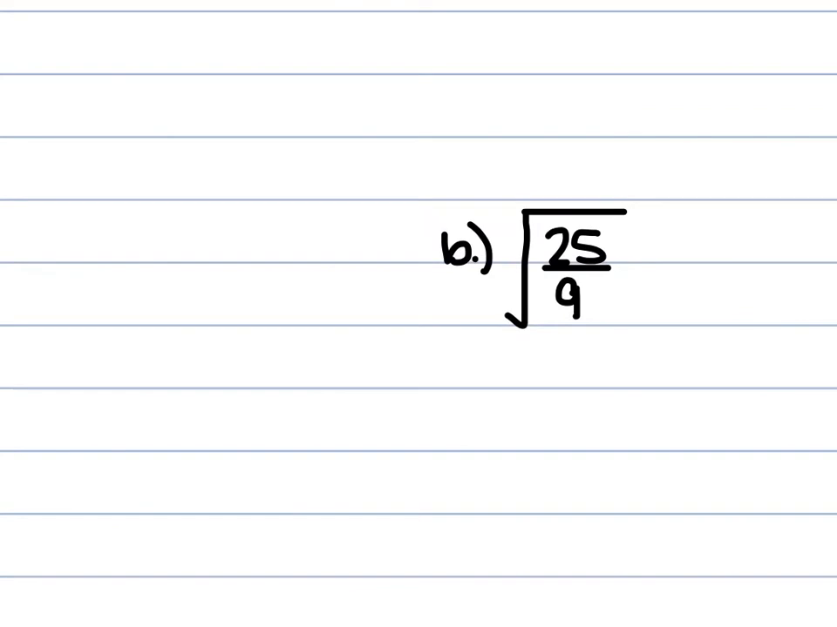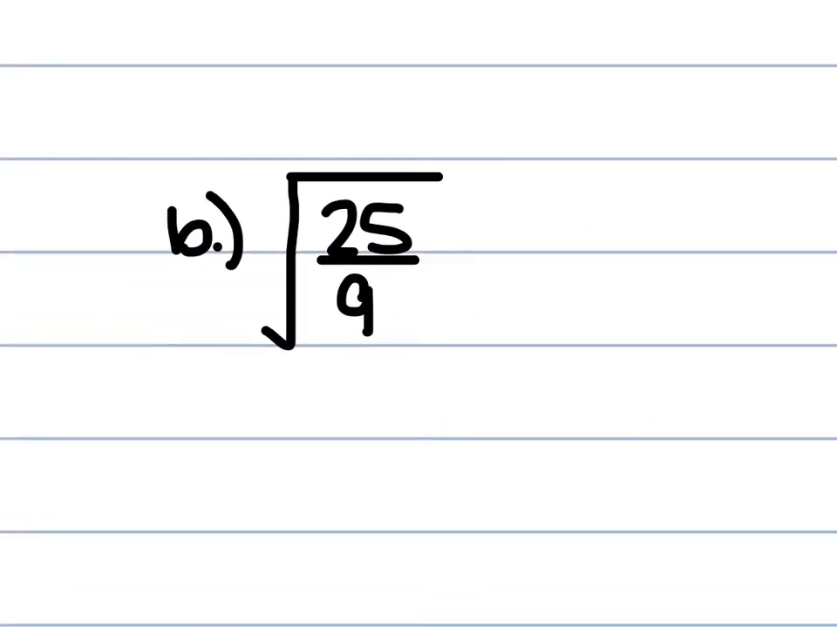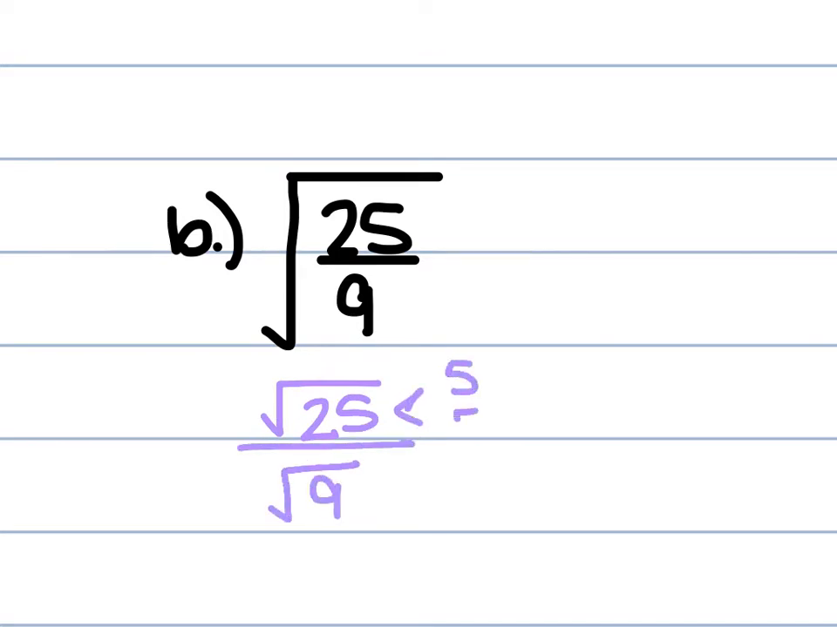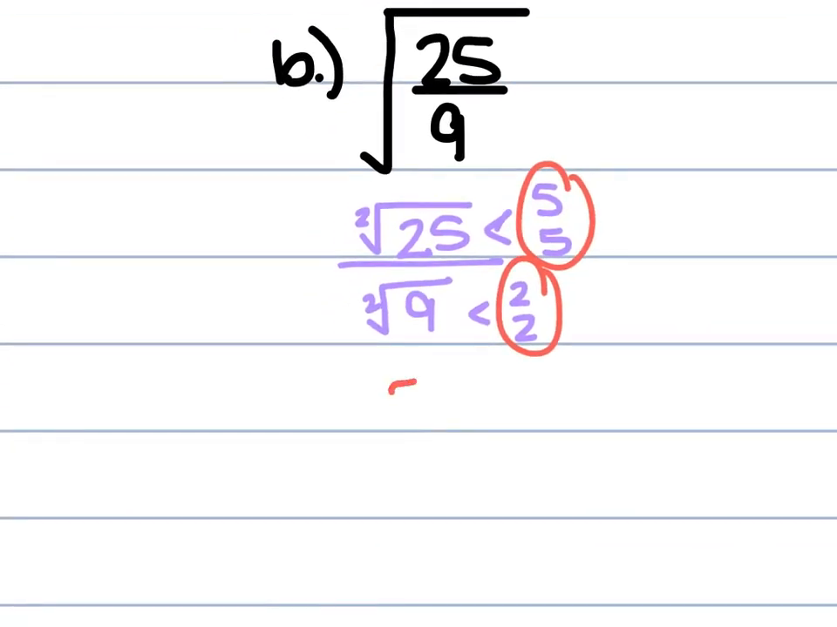If we look at example B, we have the square root of 25 over 9. This is the same thing as the square root of 25 over the square root of 9. We know that 25 is 5 and 5, and 9 is 3 and 3. Your invisible indexes here are 2, so because we have 2 5s and 2 3s, we're going to do 5 over 3, and we'll be done.